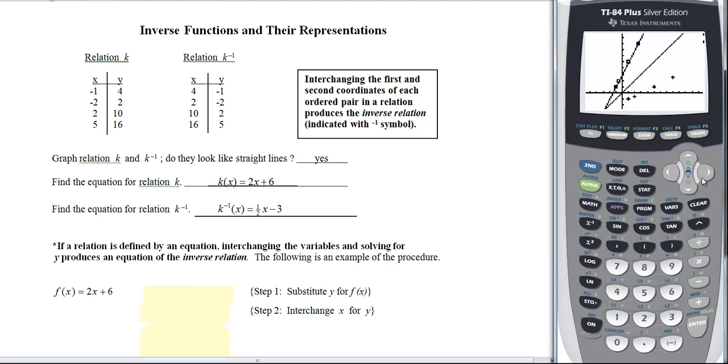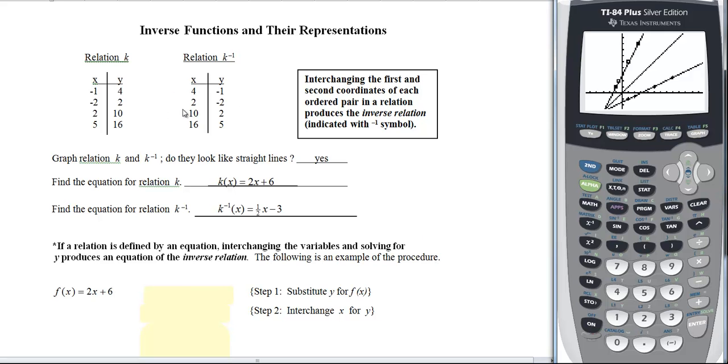Oh, that's so cool. And it goes right through because it was a perfect fit. Alright, if a relation is defined by an equation, interchanging the variables and then solving for y produces an equation of the inverse relation. The following is an example of this procedure.